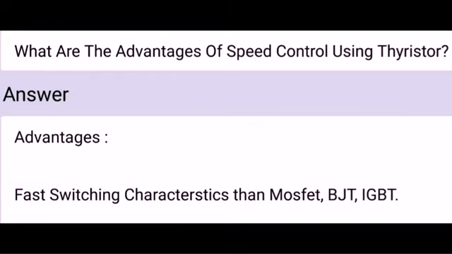What are the advantages of speed control using thyristor? Advantages: faster switching characteristics than MOSFET, BJT, IGBT. Low cost, higher accuracy.